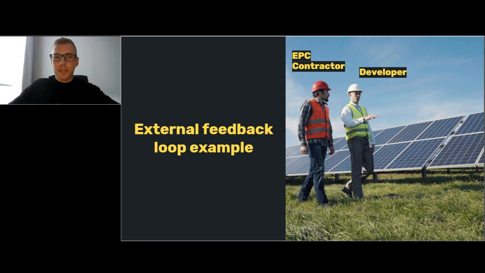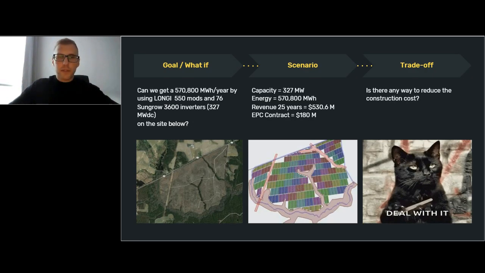And this is probably the easiest one. Let's jump to the next slide. So yeah, just one very specific example.